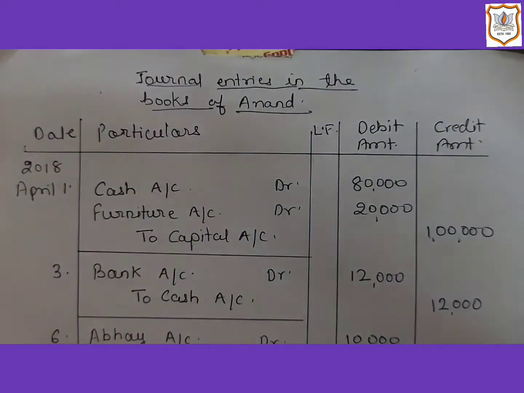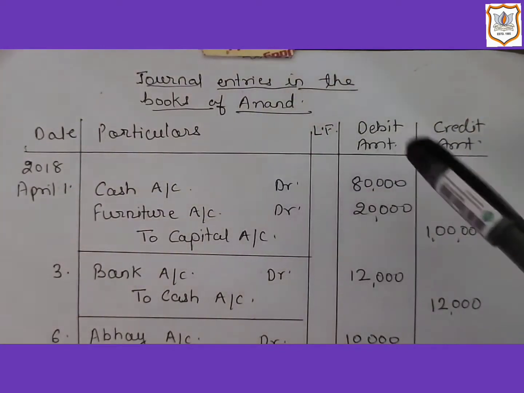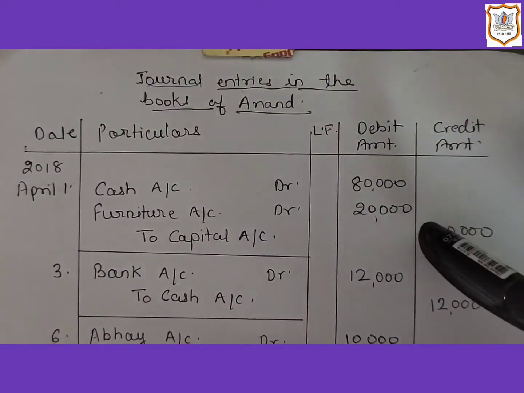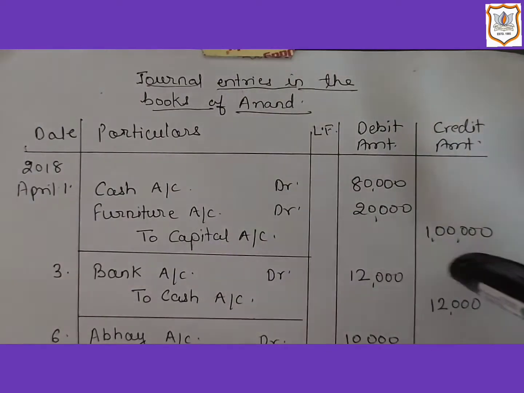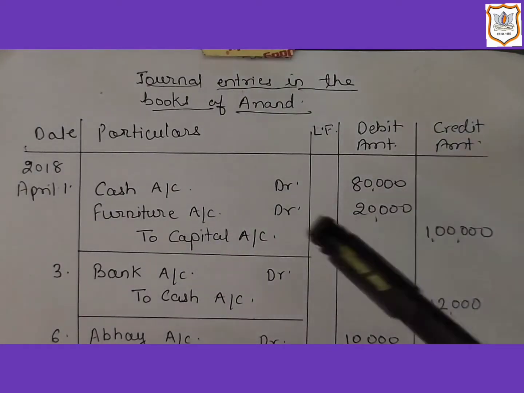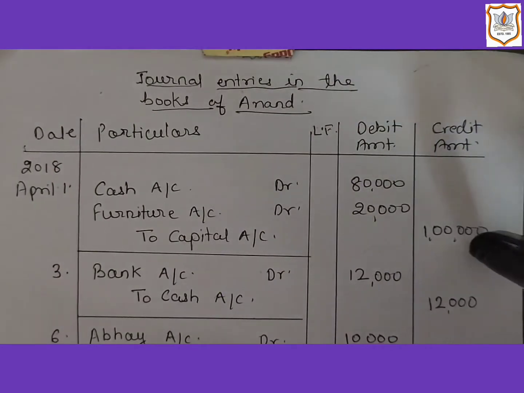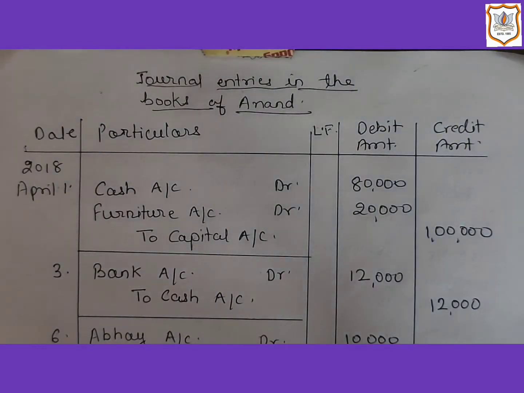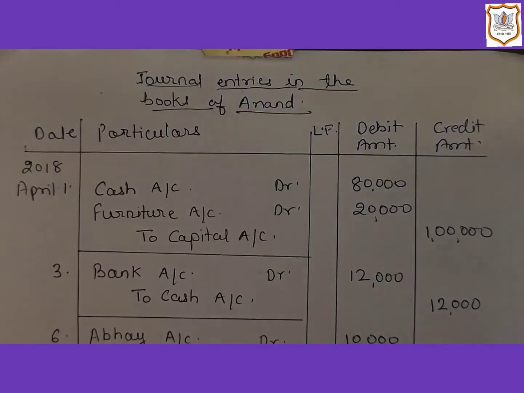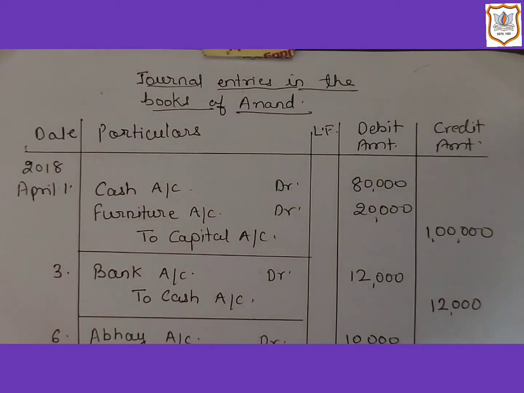Now here is the first journal entry, cash account debit 80,000, furniture account debit 20,000 and capital account debit 1 lakh. Sorry, capital account credit 1 lakh. Now we know that in a journal entry, the account which is debited, posting is done on its debit side, and the account which is credited, posting is done on its credit side. Now this is a combined journal entry.